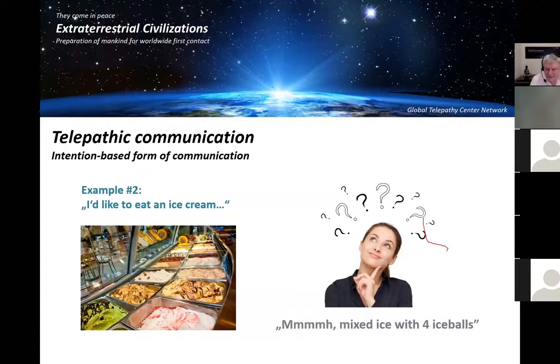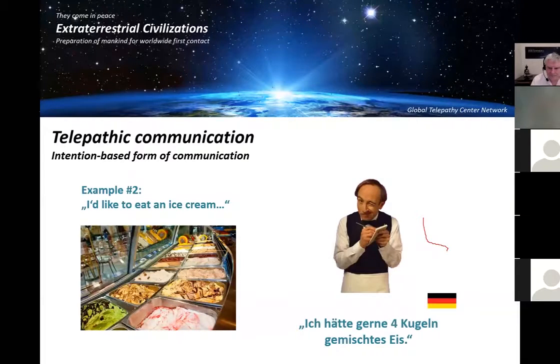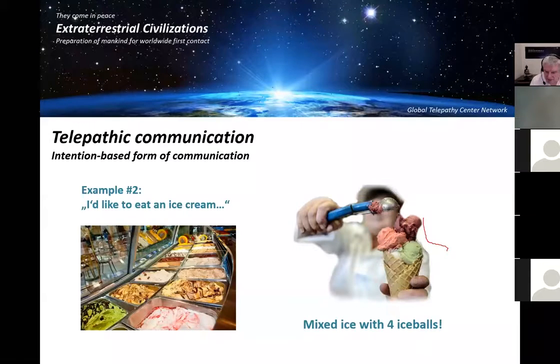Now again, this lady thinks about having ice cream, and again she would like to have mixed ice with 4 ice balls. But now there's something different. She orders the 4 ice balls in German: Ich hätte gerne 4 Kugeln gemischtes Eis. And the result is, again, she will receive the mixed ice with 4 ice balls. What happened?